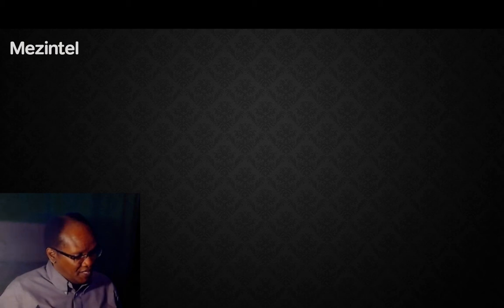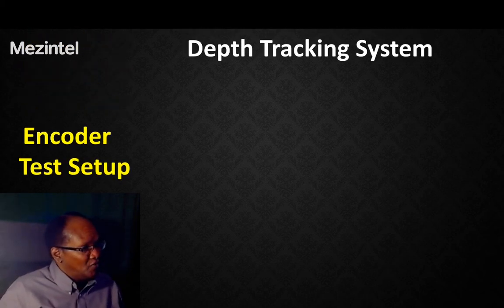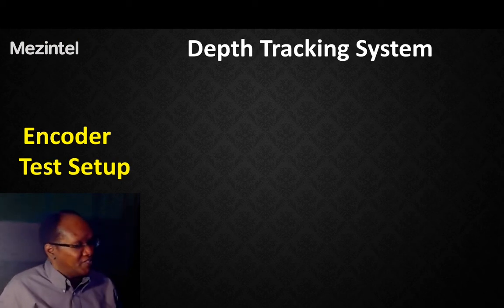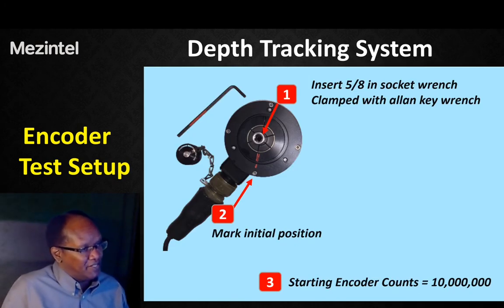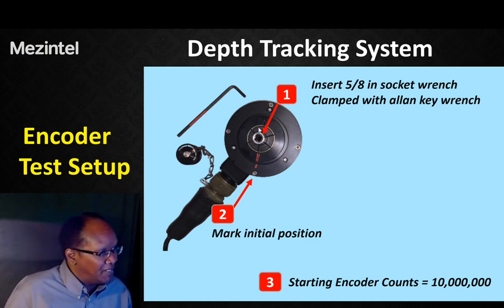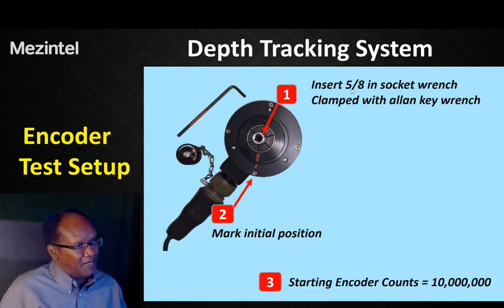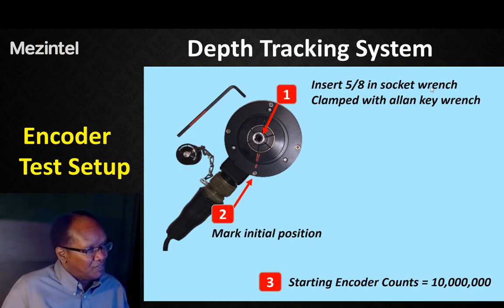On to the next slide, and this one is in regards to setting up the encoder for the rotation test. And again, this is for the depth tracking system, and this is a three-step procedure which is illustrated henceforth. The first step is to locate the clamp on the eye of the encoder and to insert a 5/8 inch socket wrench, and this one can be clamped down with an Allen key, as you see in the picture there.